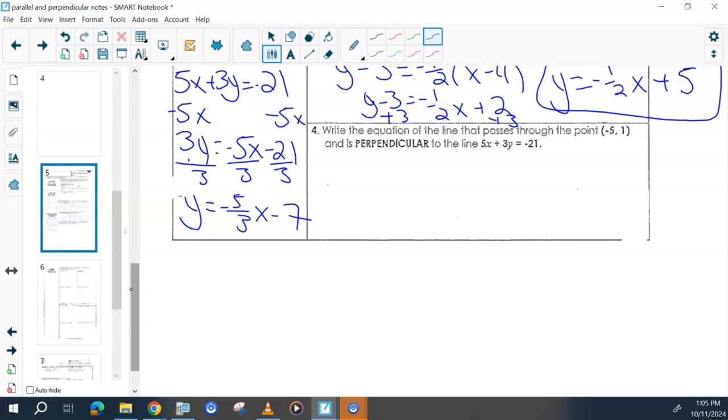And just like in number 2, this is not our answer. We've now just rewritten this original into slope intercept form. We now have to change the slope so that it's perpendicular. What would that new slope be? Positive 3 over 5. So really at this point, I'm not using anything from this. I can ignore the whole thing. And I'm going to use this point and put that into our point slope. So y minus 1 equals 3/5 times x minus a negative 5, or plus 5.